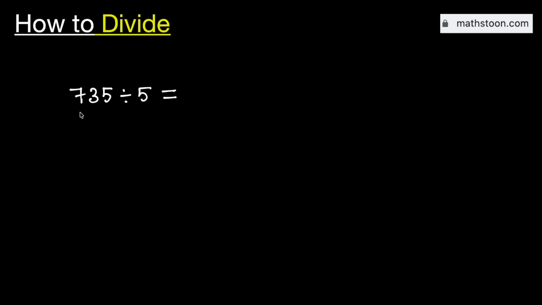In this video, we will learn how to divide the number 735 by 5 using the long division method. Consider the first digit 7. We know that 5 times 1 is 5. Subtract, we get 2. Now this 2 is less than 5. That is why we will bring down this adjacent 3 here.